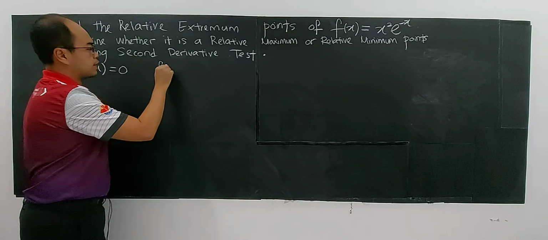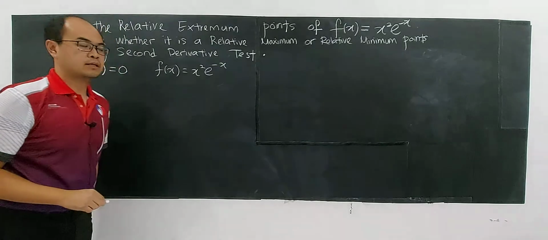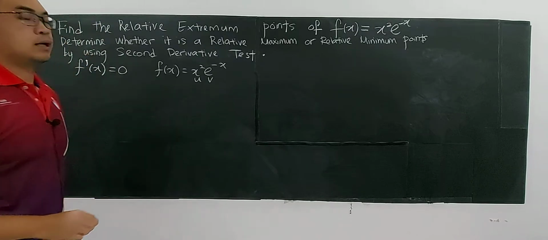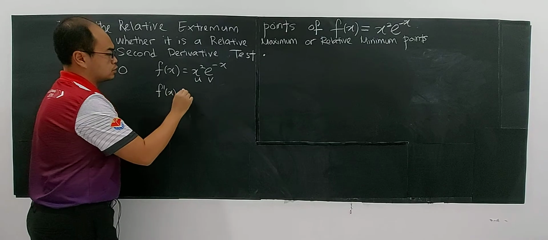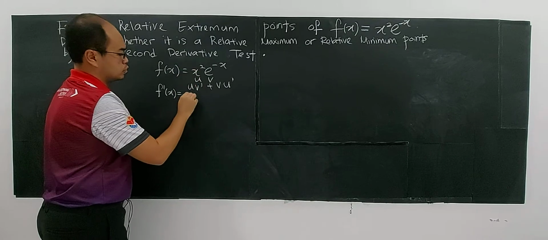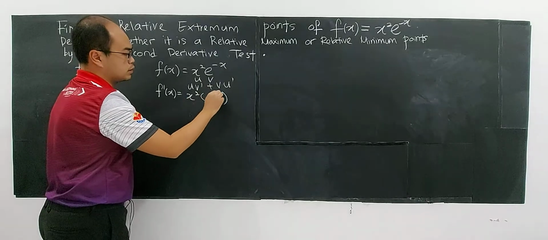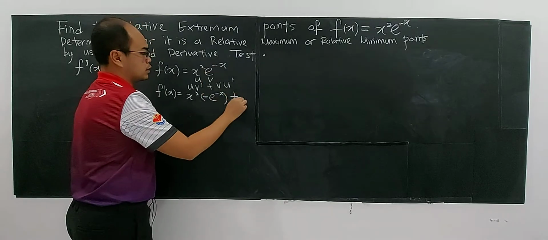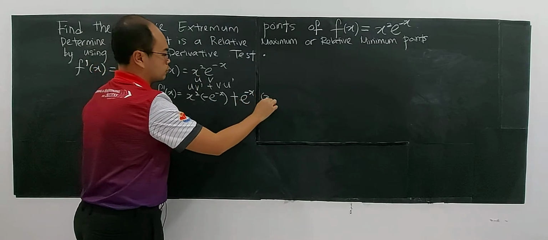For this case, your f(x) is x squared e to the power of negative x. For this you have to apply the product rule, where the formula is u v prime plus v u prime. So u is x squared, and v prime is the derivative of e to the power of negative x, which is negative e to the power of negative x. Then v times u prime, where differentiating x squared gives 2x.